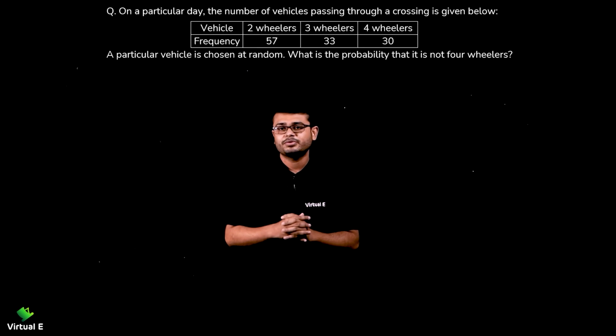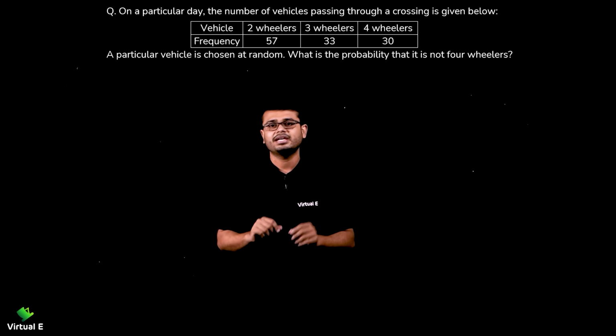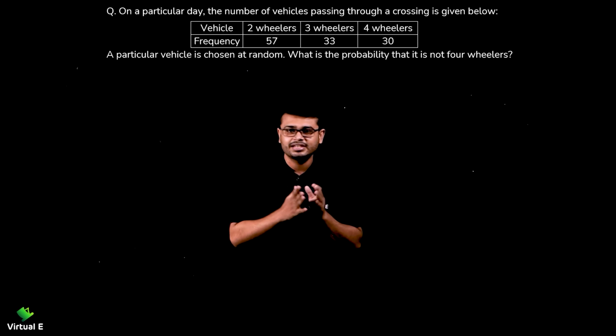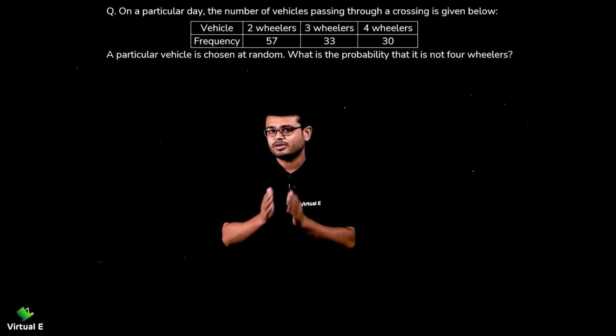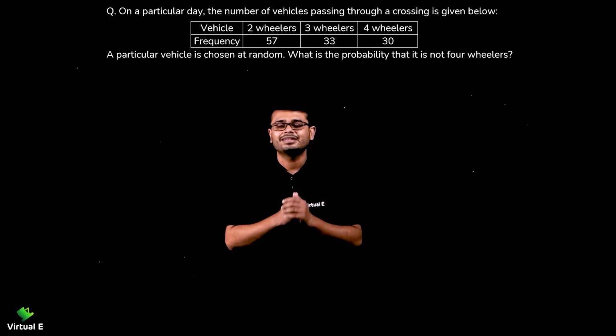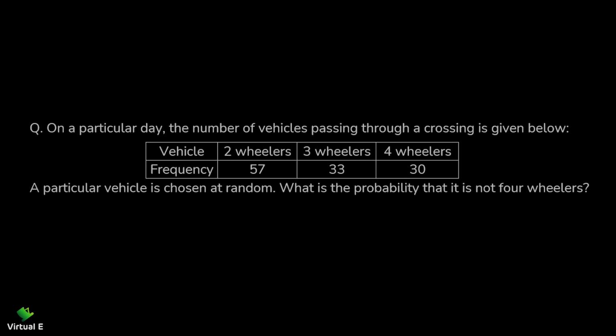So far we discussed the questions related to coins and dice. Now let's discuss miscellaneous questions that we are going to start from this session onwards. Let's start with the first question. On a particular day, the number of vehicles passing through a crossing is given below: 2-wheeler, 3-wheeler and 4-wheeler, with frequencies 57, 33 and 30.